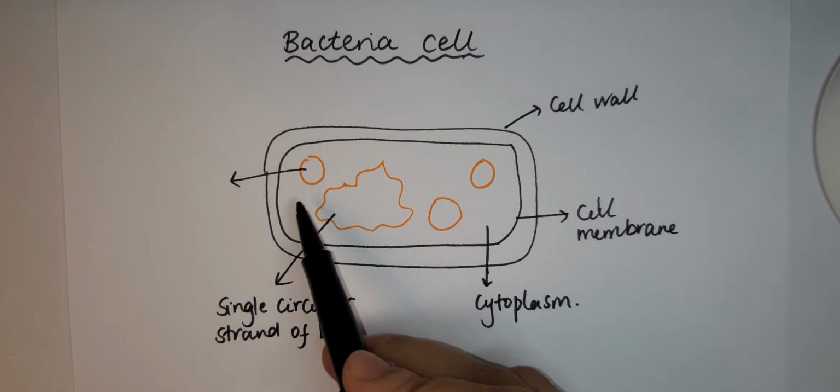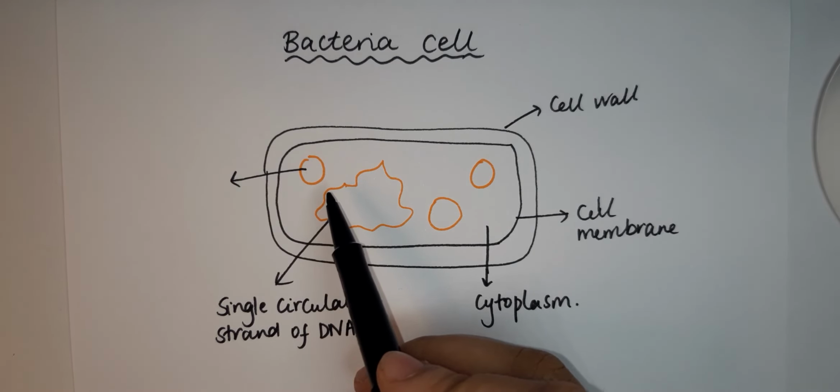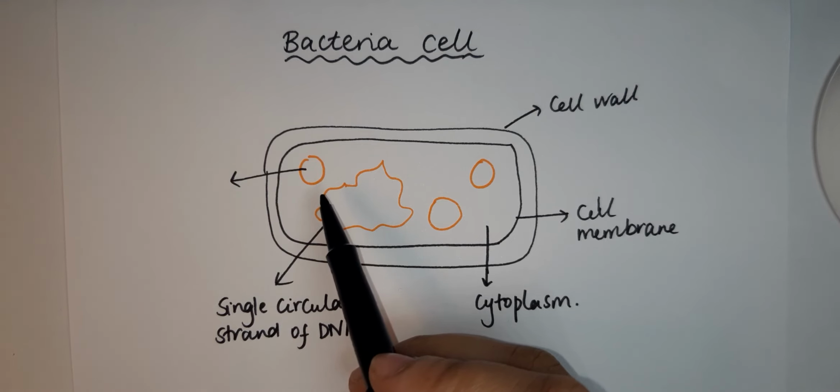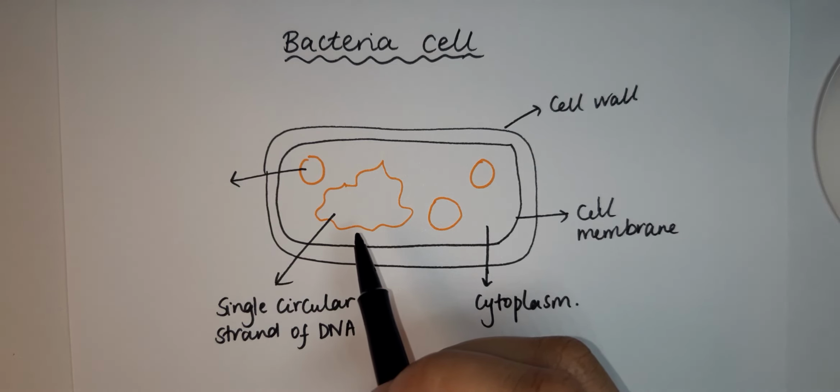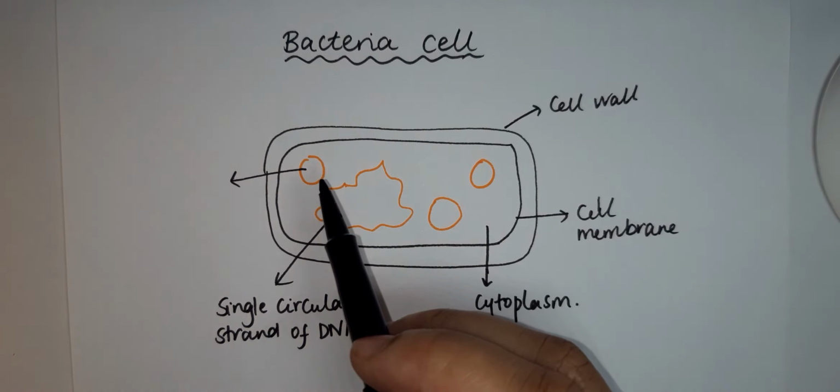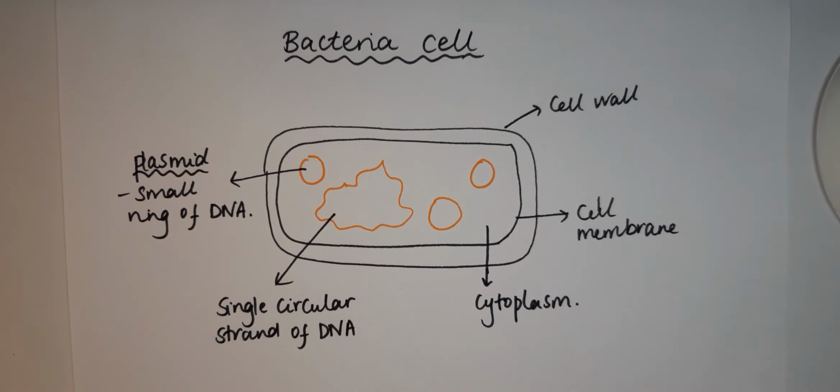Now these things here are called plasmids, and they also contain one or more. So these are small rings of DNA. So a bacteria cell can contain one or more small rings of DNA, and that is called plasmids. So the bacteria cell has cell wall, has a cell membrane, cytoplasm, and it doesn't have any chloroplasts or ribosomes or mitochondria. It's just got a single circular strand of DNA and plasmids. And remember, a bacteria cell is an example of a prokaryote.